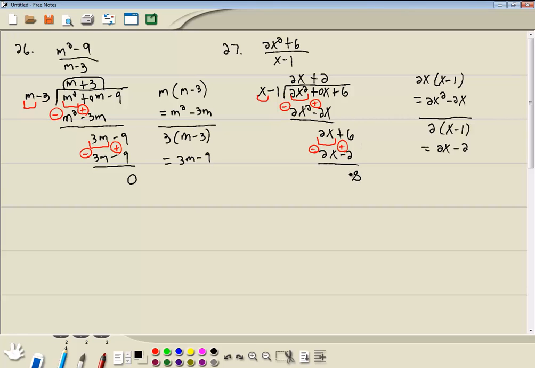Now remember what your degree is. Degree is your largest power of x. So if I ask myself what the degree of 8 is, well, it's 0. There is no x. If I ask myself what the degree of x minus 1 is, it's 1. Whenever the degree of whatever you have down here is less than what you're dividing by, this is your remainder, no matter what it looks like. So we're going to take our remainder, which is the 8, and put it over x minus 1, what we're dividing by. And that's our answer.